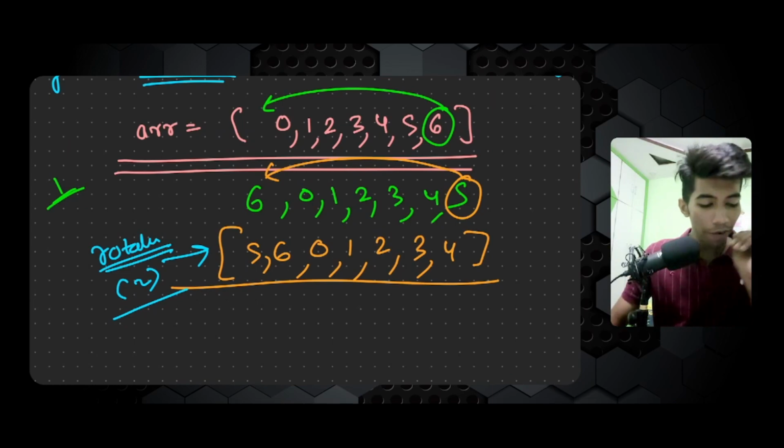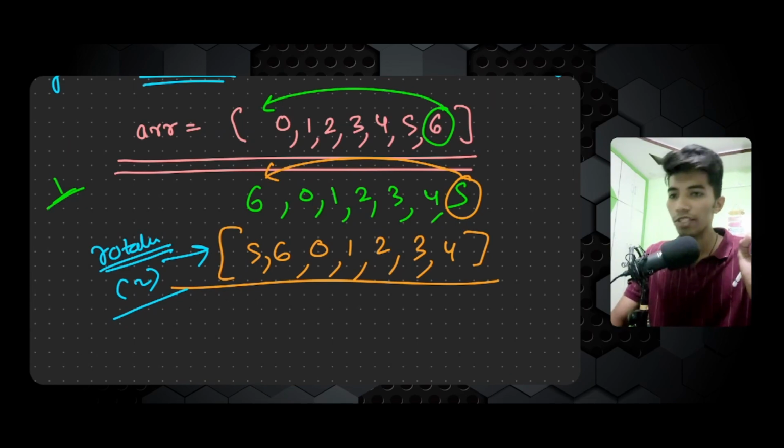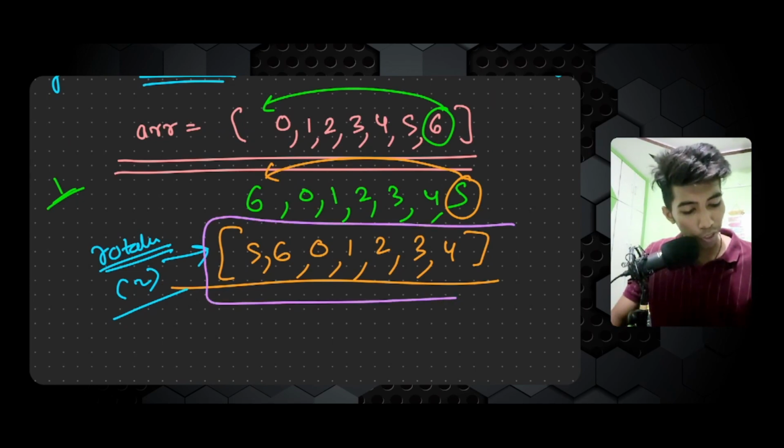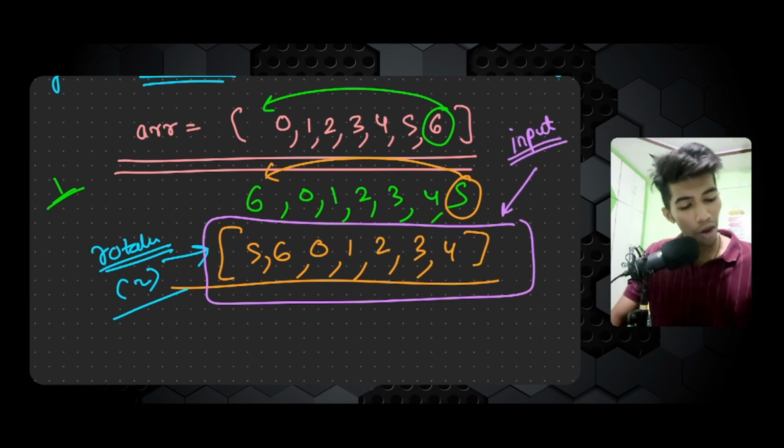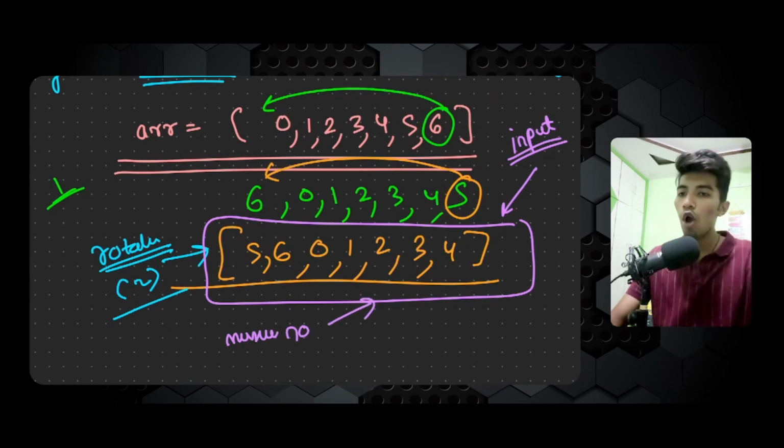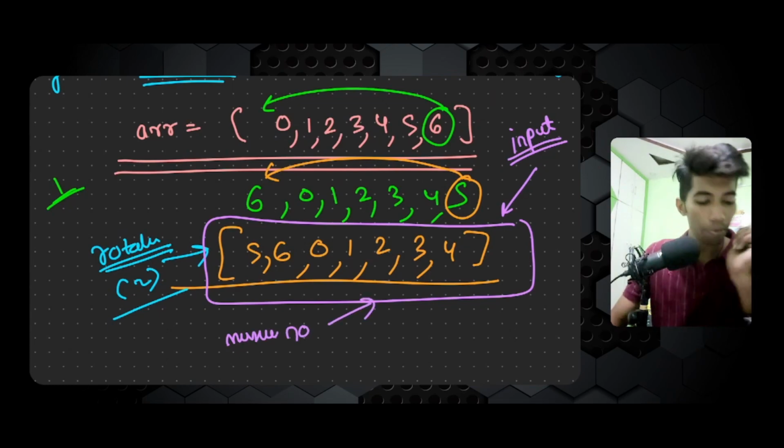Now what I have to do? Now guys, understand the concept over here. Now I have to find the minimum element in this particular array. So this will be given to you as an input and you have to find the minimum number in this array. So how will you do it? How will you find the minimum number in it?